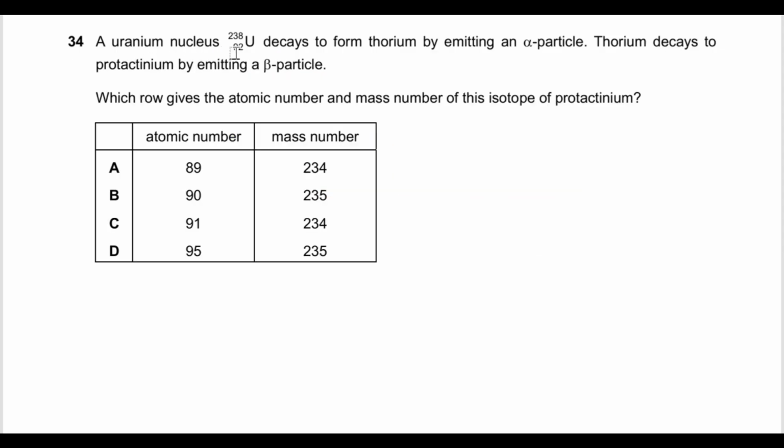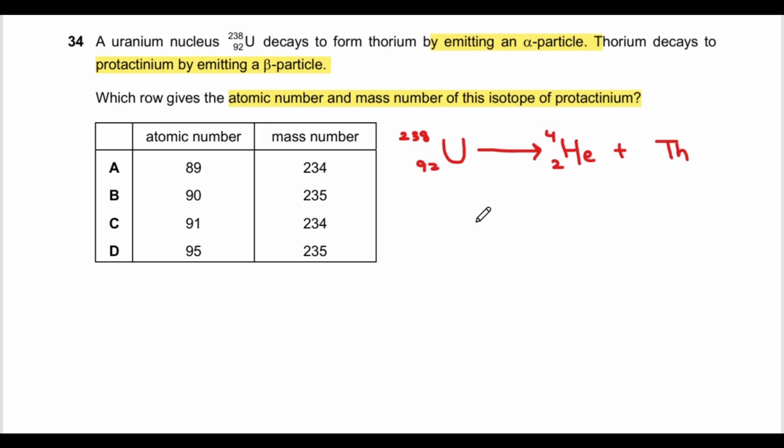Question number 34 says a uranium nucleus decayed to form thorium by emitting an alpha particle. Thorium decays to protactinium by emitting a beta particle. Which row gives the atomic number and mass number of the isotope of protactinium? So firstly we have uranium with mass number 238 and atomic number 92, and this is going to emit an alpha particle, which is a helium particle, with mass number 4 and atomic number 2. Along with it, it will make thorium.